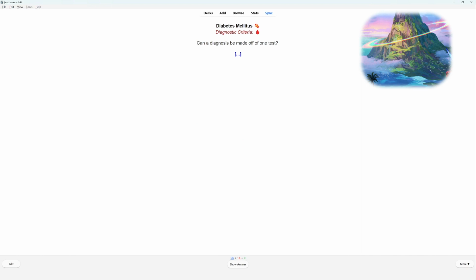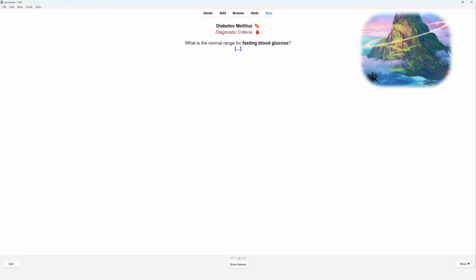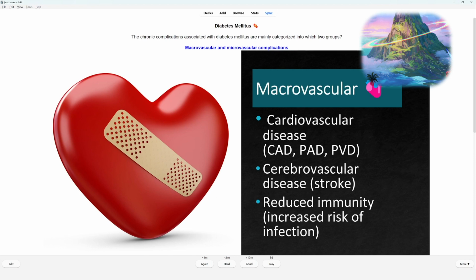Can a diagnosis be made off of one test? No, usually they need to do it on different days to get a diagnosis. Normal range for fasting blood glucose under 100. The chronic complications associated with diabetes mellitus are mainly categorized into which two groups? Macro and micro.